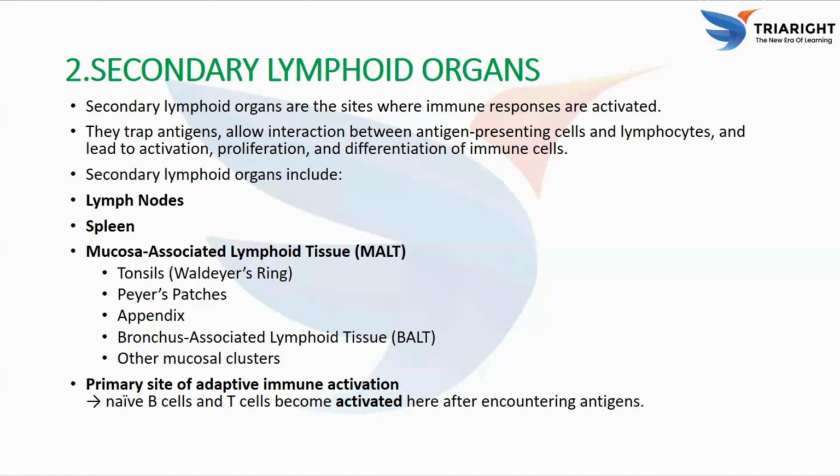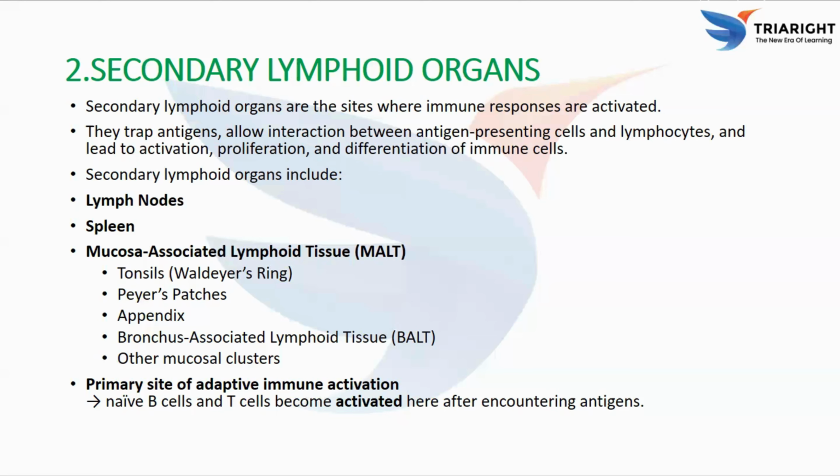So what are the types of secondary lymphoid organs? Lymph nodes. These are small bean-shaped structures which are found all over the body. They filter the lymph fluid. And the second one is the spleen. It filters the blood, not the lymph, so it removes the old red blood cells. And mucosa associated lymphoid tissue, MALT. These are the immune tissues located in the mucosal surfaces, which are the entry points for most infections, like the mouth, gut, and lungs.